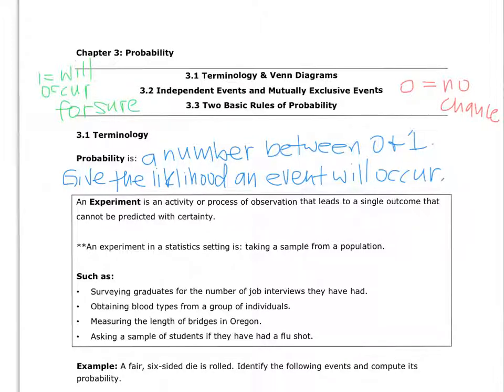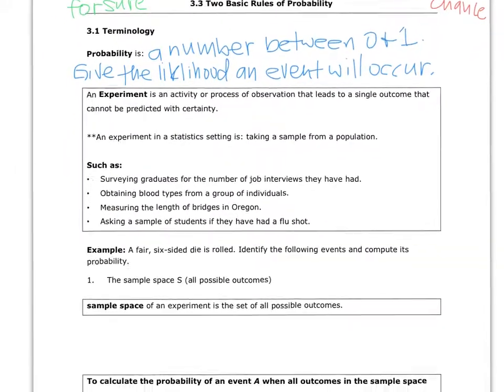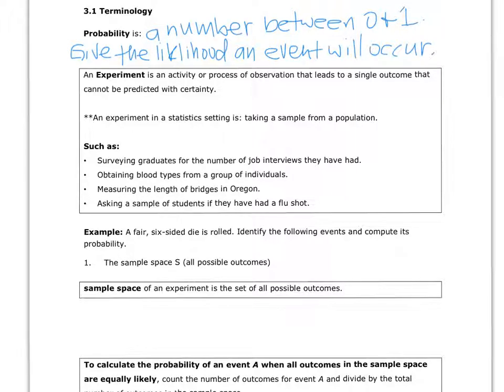We want to define experiment for our purposes, and then we're going to define it specifically for statistics. An experiment is any activity or process of observation that leads to a single outcome that cannot be predicted with certainty. So we're expanding what we mean by experiment from sort of the clinical or the lab setting in sciences to be any activity or process that we don't know how it's going to end up. In statistics, we're going to define it even more narrowly, and we're going to say an experiment often is taking a sample from a population. We do not know what sample we're going to get when we go through the process of surveying or experimenting to get a sample from a population. So that falls under that definition of experiment.